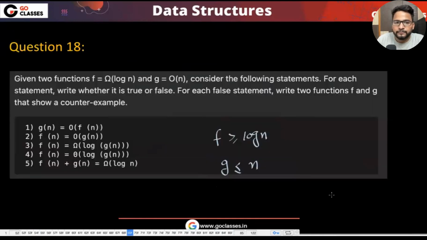Were you able to solve that question? Were you able to solve? Nice.